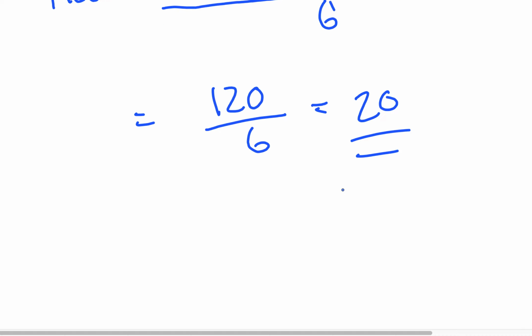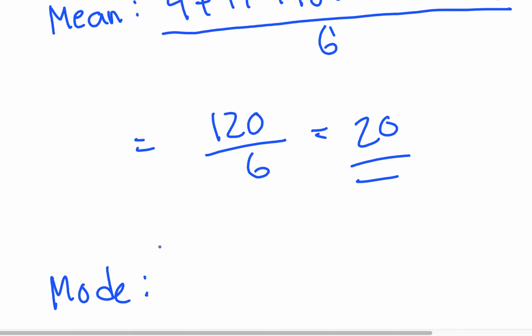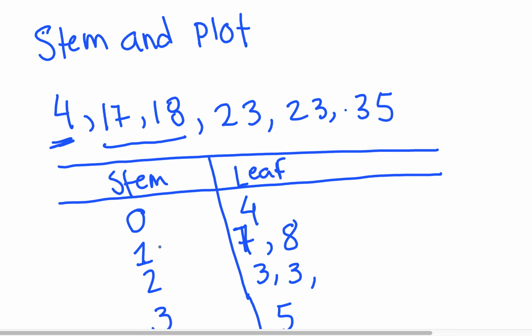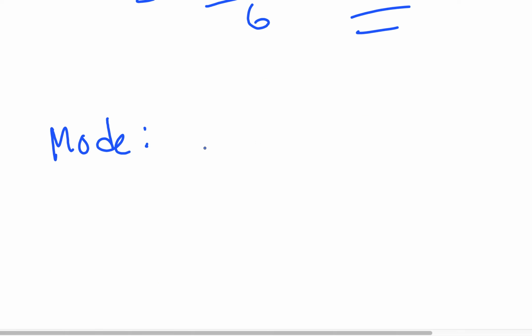And your mode is gonna be... If I ask you to find the mode, how are you going to find the mode? You're gonna see the number that repeats the most. So which one repeats the most? 23. Yeah, so 23 repeats the most, so that's going to be 23.